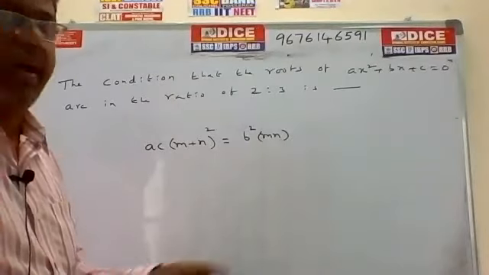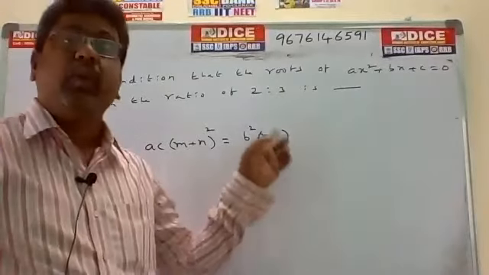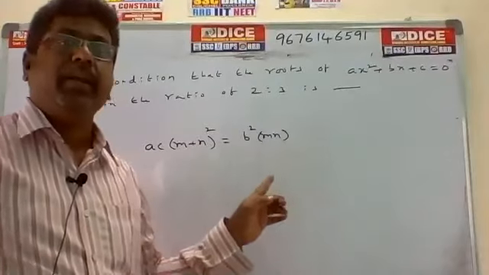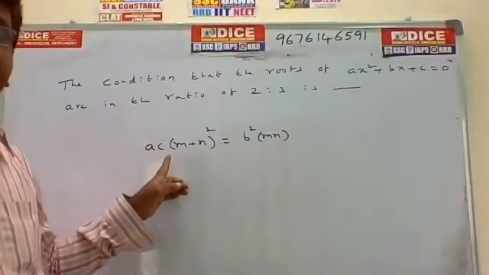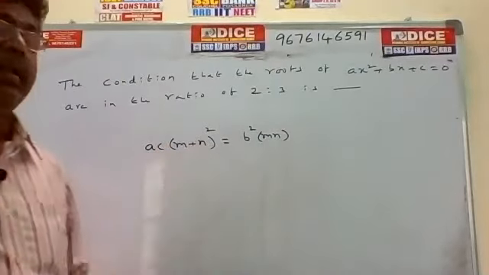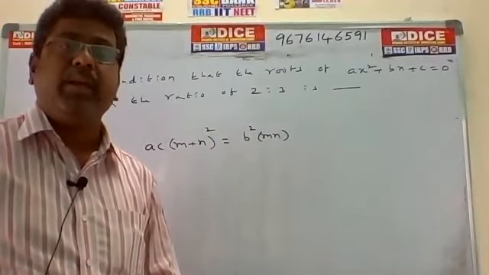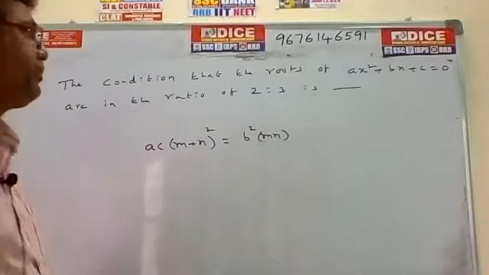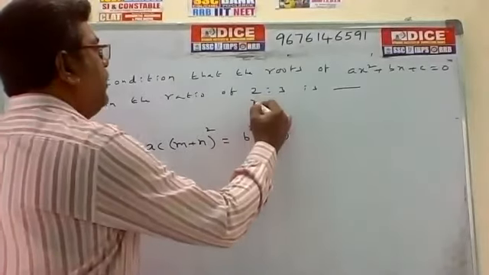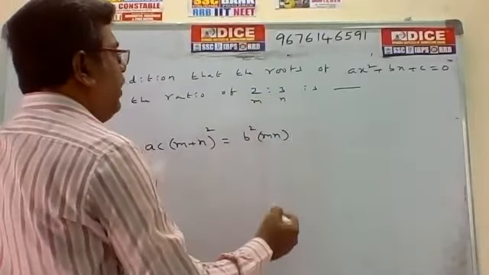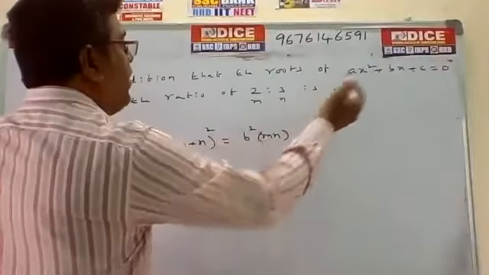On Saturday I told you the formula. If it is the ratio m is to n, then the formula is ac into m plus n whole square is equal to b square into mn. Now here this is m, this is n. So a means a, b means b, c means c only.